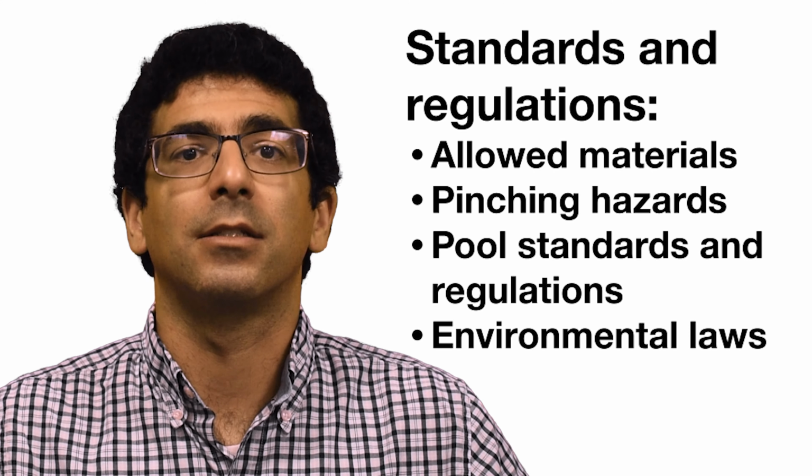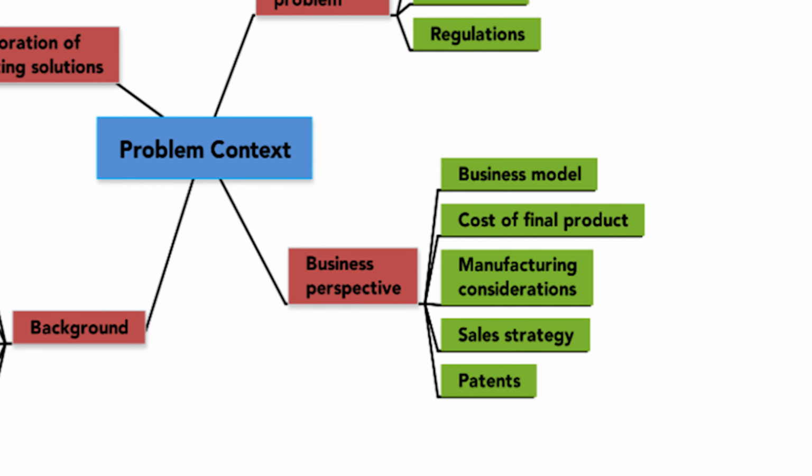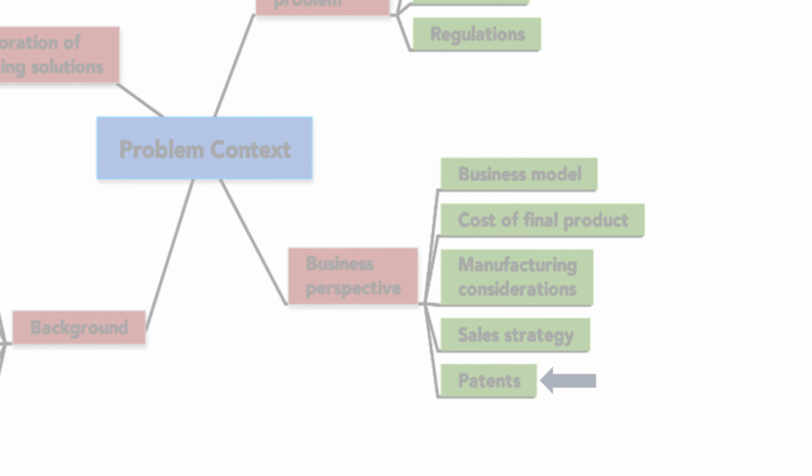Finally, standards and regulations often present themselves in the form of environmental laws, such as those that govern manufacturing practices and disposal. The final category of information that we need for our research for the design of the water bottle has to do with business concerns. We need to think about the cost, whether we plan to use existing manufacturing capabilities, and what patents for water bottles already exist.